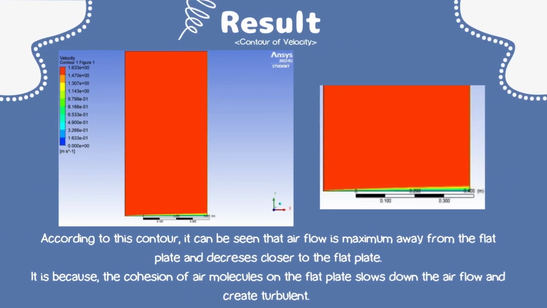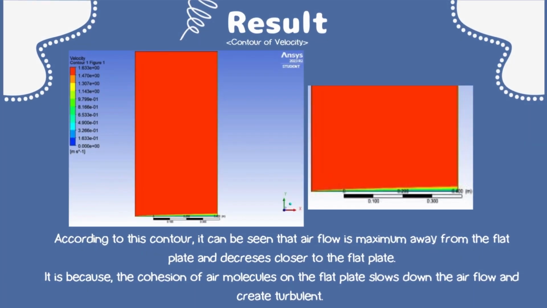This is the result of our simulation. Red color indicates higher velocity and vice versa for blue. According to this contour, it can be seen that the airflow is maximum away from the flat plate and decreases closer to the flat plate. This is because of the cohesion of air molecules on the flat plate slows down airflow and creates turbulence.